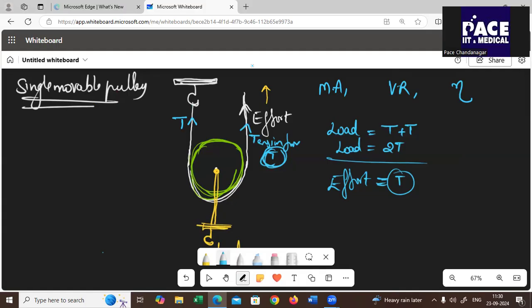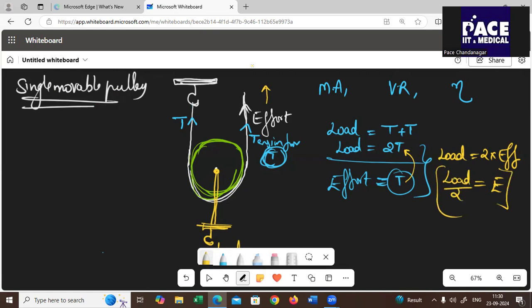Now, can we say from these two equations, load is equal to 2 times effort? Yes, can we say that? T, I can just substitute there. So load is equal to 2 times effort, or effort is equal to load by 2. Effort is equal to load by 2. So your effort is being reduced. When you use this kind of pulley, movable pulley, it is much easier to pull up the weights and all.